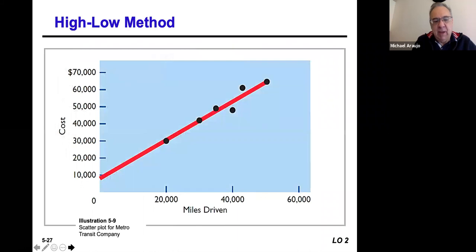This is just the data for that same company, Metro Transit Company, with the miles and the cost. And as you see, it's relatively linear. It's not perfectly linear, but it's relatively linear.